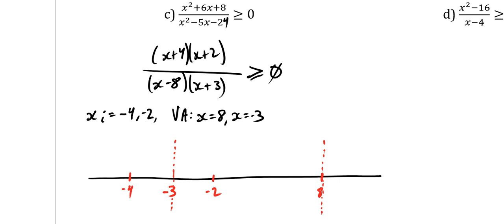When I pick a really big negative value, none of those are squared or anything like that. Once you get used to this and start seeing the way things work out, if you have all these linear factors, they're all going to be negative. Negative 100 plus 4 is negative, negative 100 plus 2 is negative, negative 100 minus 8 is negative, negative 100 plus 3 is negative. So all 4 of those are going to be negative. 4 negatives makes positive. I'm going to be positive there.